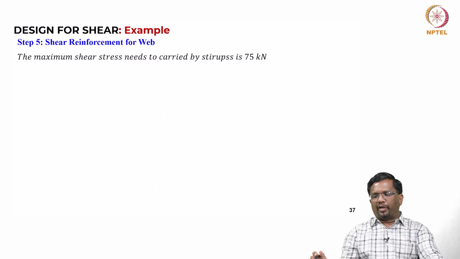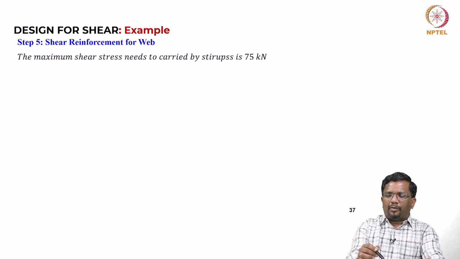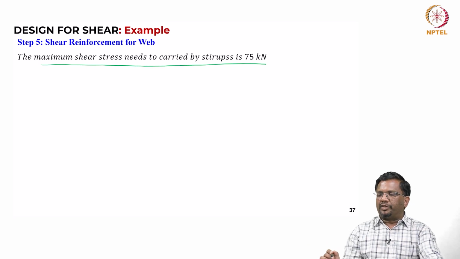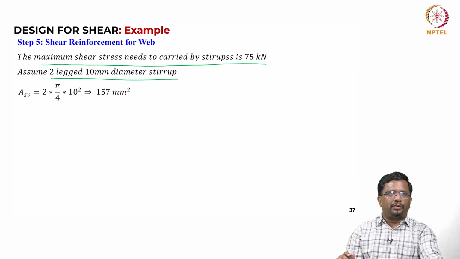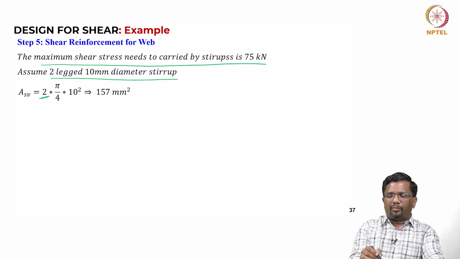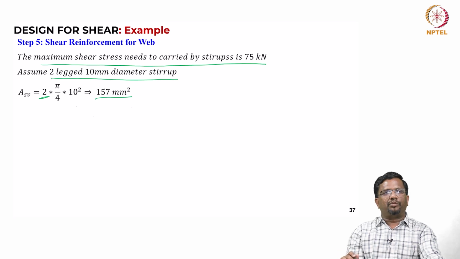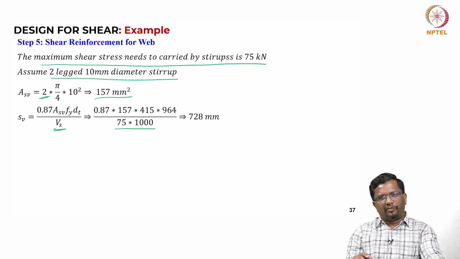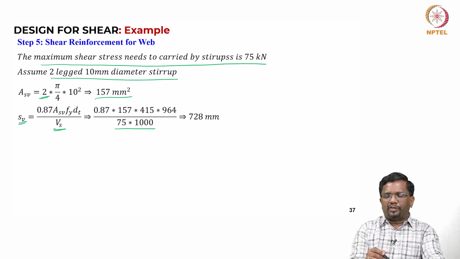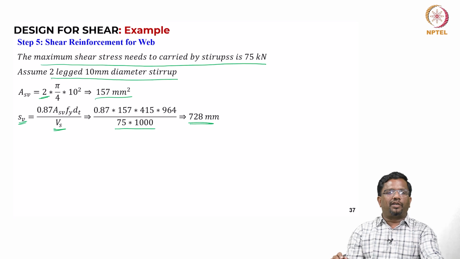So, now how do we calculate the shear reinforcement for the web? The maximum shear that needs to be carried by stirrups is 75 kilonewton. Let us assume I am going to put 2 legged 10 mm diameter stirrups, and the area of each leg, that is why I am multiplying by 2. Both the legs will be arresting that crack, so that is why I am taking 2 pi by 4 d square. So, the area is 157 millimeter square, and we know Vs is 75 into 1000. Now that I have assumed the area of stirrups, I am calculating what should be the spacing. The spacing required is working out to be 728 mm.